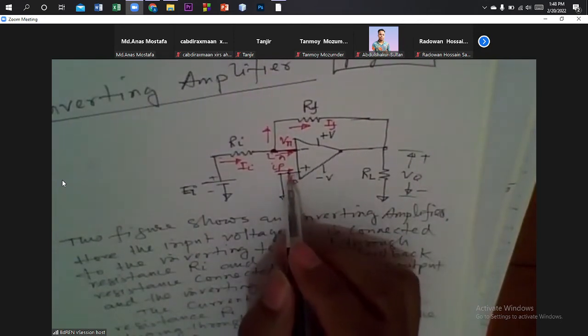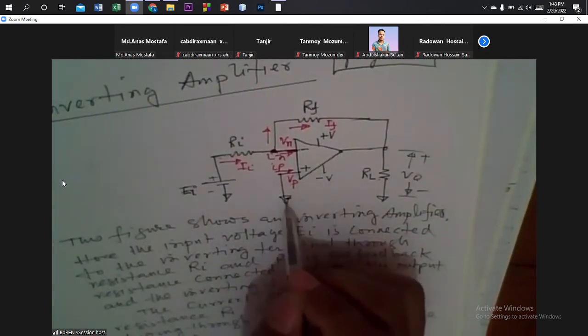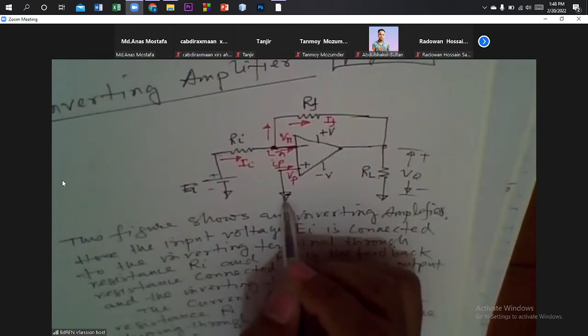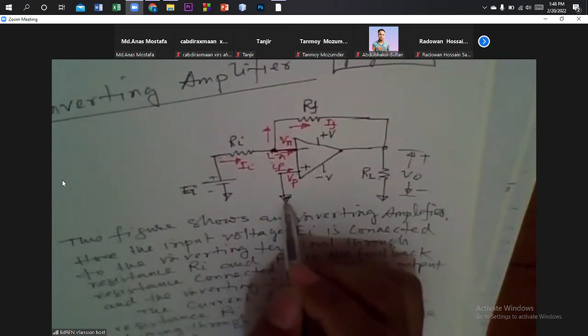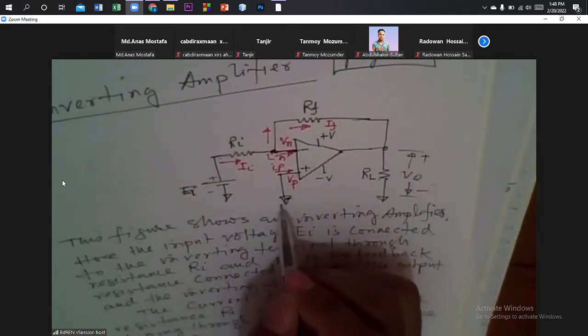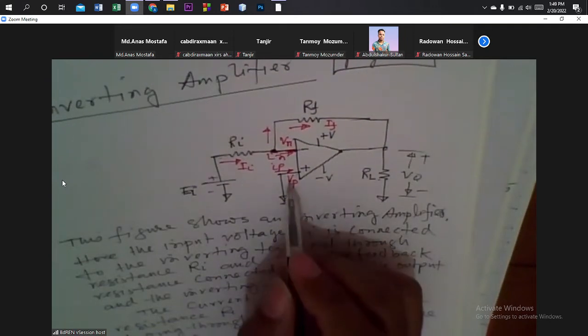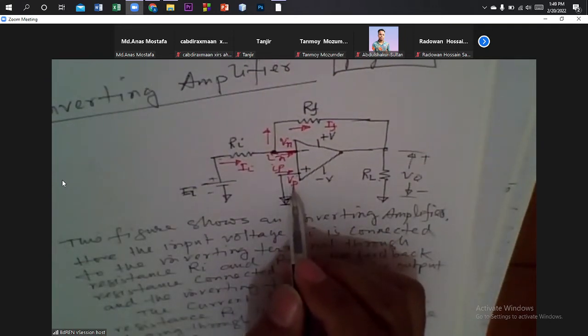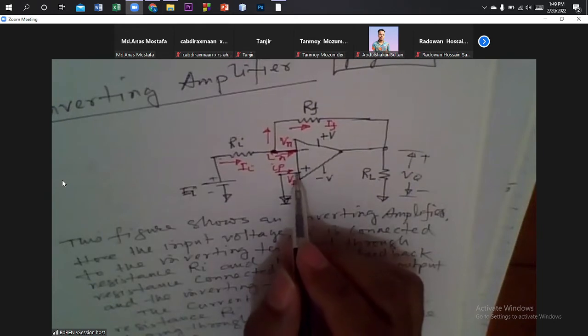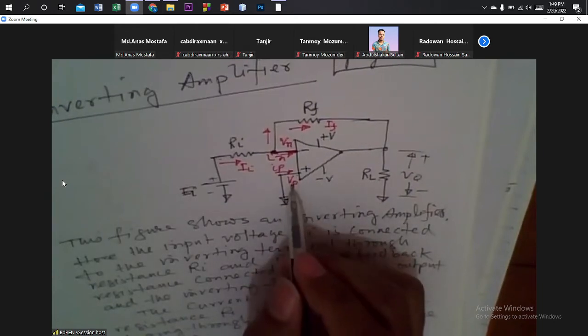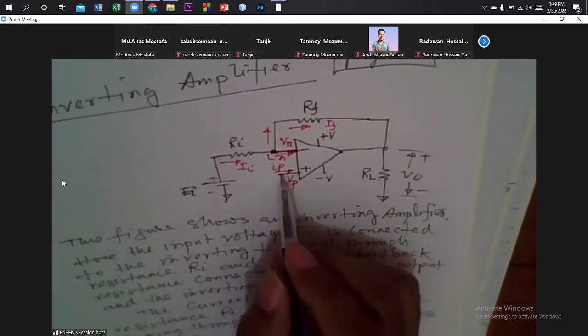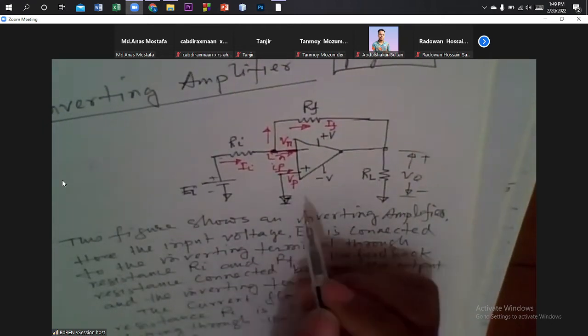Where is VP connected? This terminal. To the positive, sir? Where is it connected? To the ground. What is the voltage of ground? Zero, sir. So what will be the voltage of VP? Zero. So we can say from this figure VP is equal to 0, as VP is directly connected to the ground.